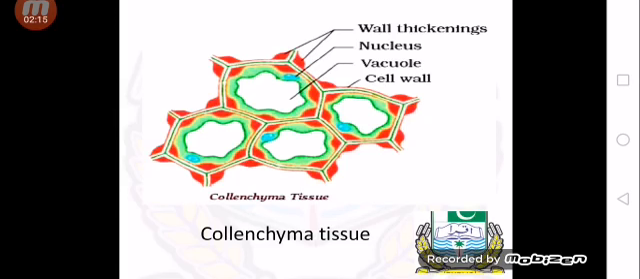Here you can see the diagram of collenchyma tissues, and red areas are showing the thick areas of the cell wall, and here you can see the other part of the cell wall is not thick. You can see the nucleus and vacuole is also present, but the thick areas are showing that this tissue is different from the parenchyma tissue.